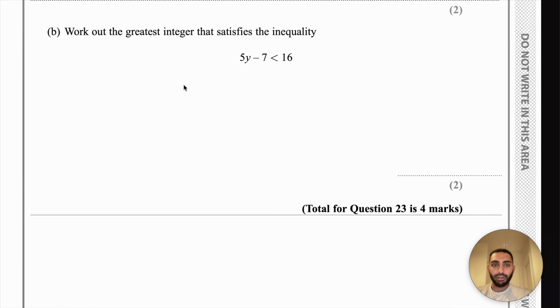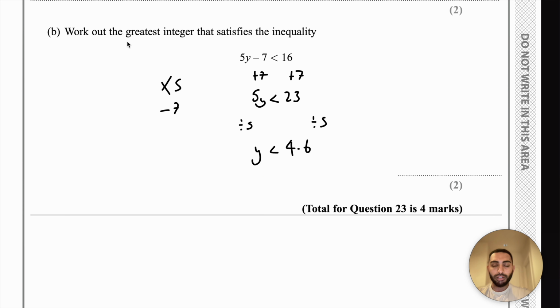So what's happening to this y? It's being multiplied by 5 and then we're taking away 7. So we need to do the opposites of that. I'm going to do the opposite of taking away 7, add 7 to both sides. So I've got 5y, that -7 has disappeared, is less than, and 16 add 7 is 23. Y is being multiplied by 5, so I need to divide by 5 on both sides. So y is less than, 23 divided by 5 would be 4.6.